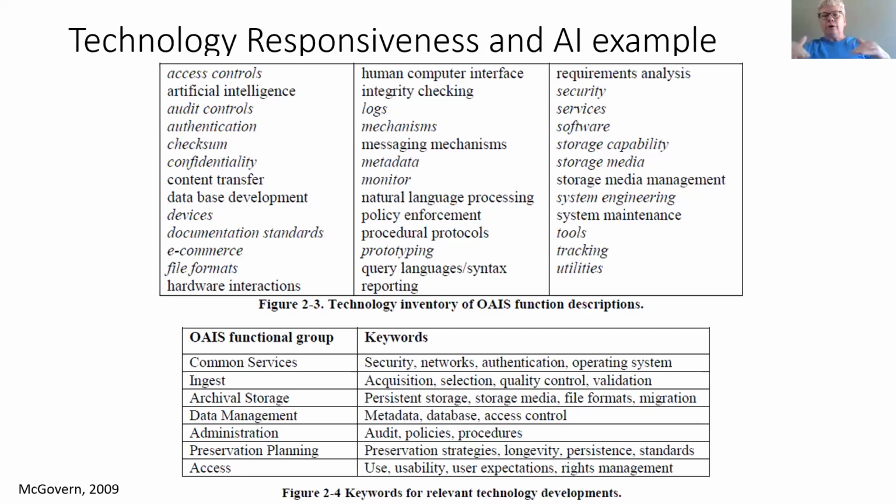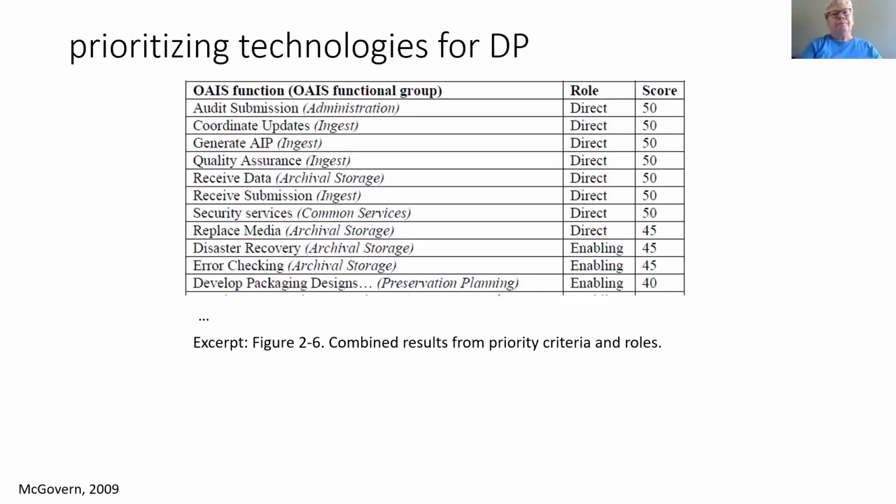The bottom part of the screen looks at the functional areas of OAIS. So you ingest, you bring stuff in, you store it for the long term, you know about it, you manage it over time, you plan for the future, which is preservation planning, and you make it available. But these are the starting point for how we might identify information that we might want to use to manage our stuff over time. But we need to be able to prioritize it.